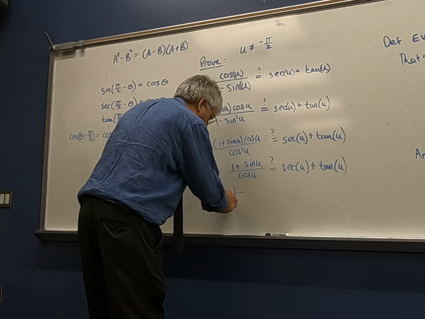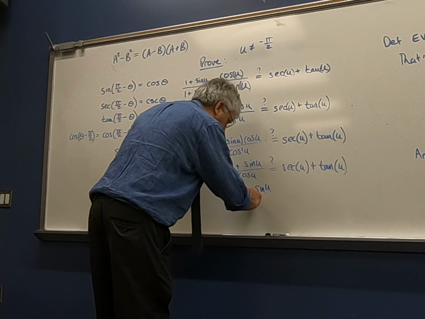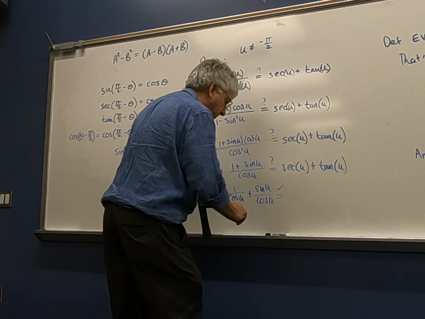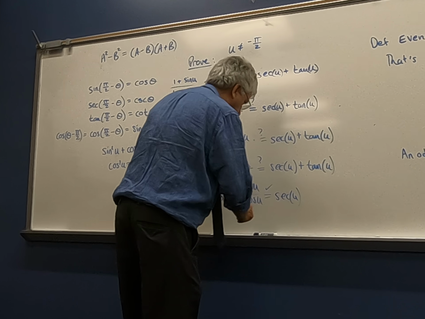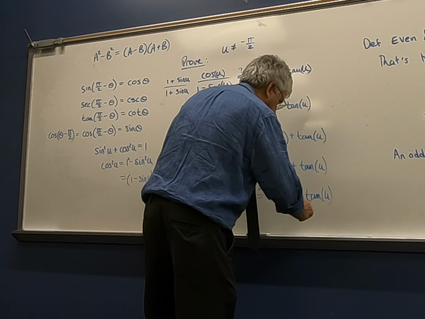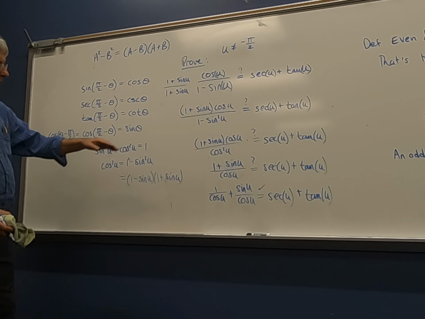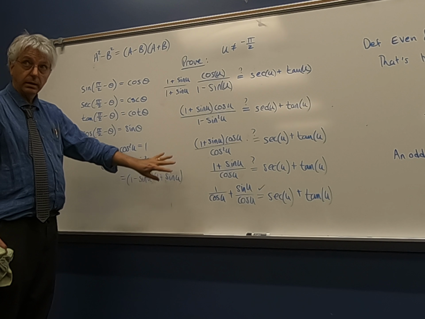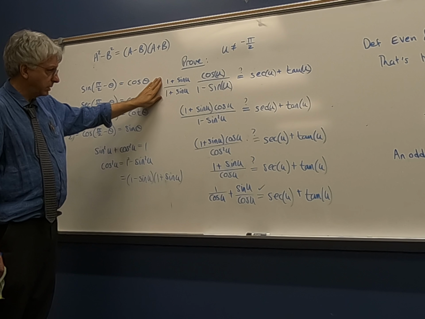And to drive it home, split up the numerator over the common denominator. That's allowed, and yes, that's true. 1 over cosine, that's the reciprocal identity for secant. And sine over cosine is the reciprocal identity for tangent. So we're there. We wrote a sequence of equivalent equations only working with the left side, using properties of equality, multiplied by 1, that doesn't change the value.